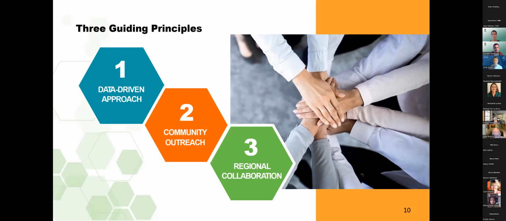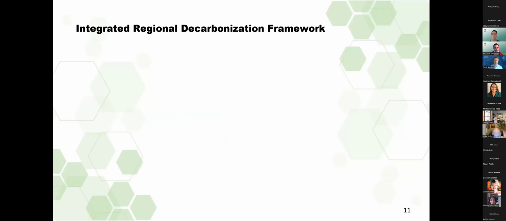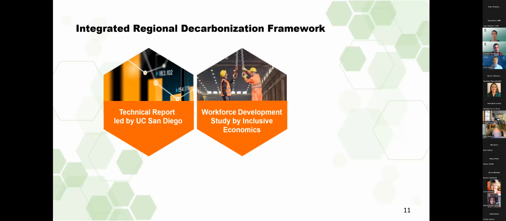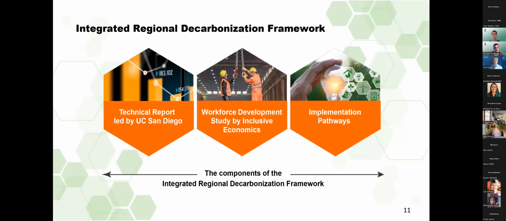Now, based on these 3 principles of data, outreach, and collaboration, we derived 3 components of what we call an integrated regional decarbonization framework. Here are the 3 components. First, the technical report that was prepared by UC San Diego and some of the nation's leading experts on energy modeling. Second, a workforce development study by Inclusive Economics to ensure that our local workers benefit from climate investments. And third, implementation pathways.